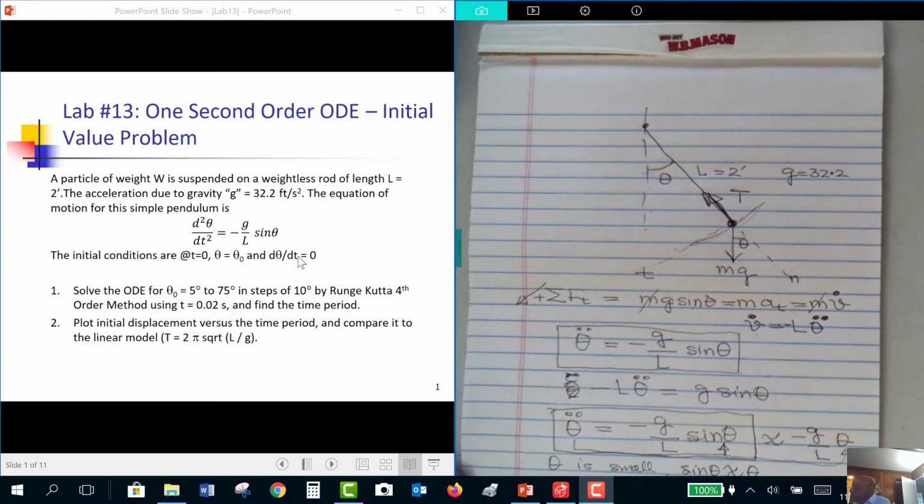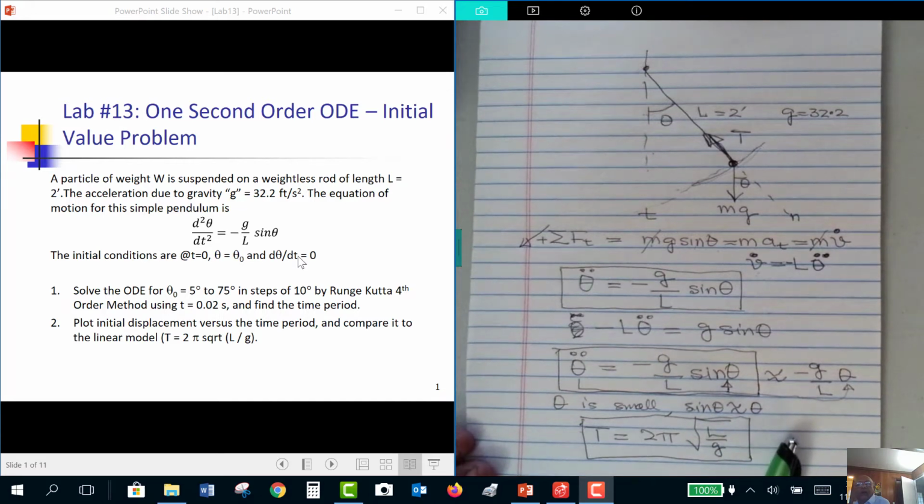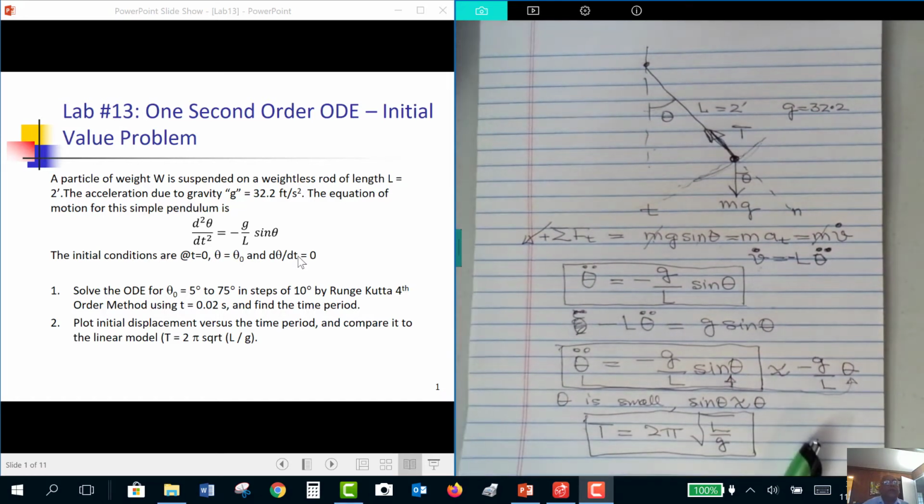What we are going to do is we are going to solve this differential equation for initial displacements from 5 to 75 degrees in steps of 10 degrees by Runge Kutta fourth order method. We will use a spacing of 0.02 seconds and we will find time period for each of these solutions. We are going to plot the initial displacement versus the time period and compare it to this linear solution.